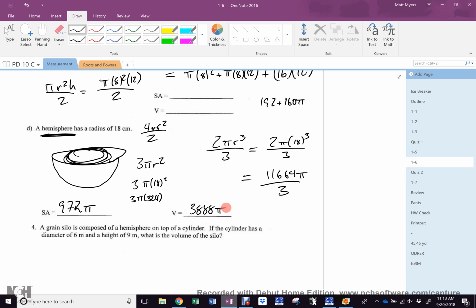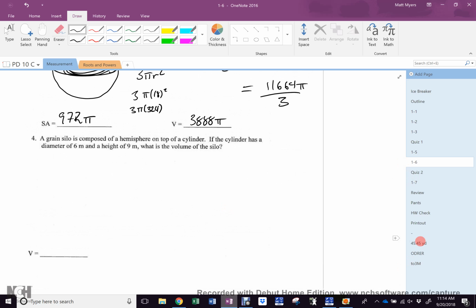Everybody good? Excellent. And last question that I asked you to do, because it's almost lunchtime. A grain silo is composed of a hemisphere on top of a cylinder. When you draw this, it's going to look naughty. I am getting out in front of this now because as soon as I draw it, a bunch of the teenagers in the room are going to go, and a bunch of people aren't because a bunch of people didn't draw it. So, what is the volume of this silo?